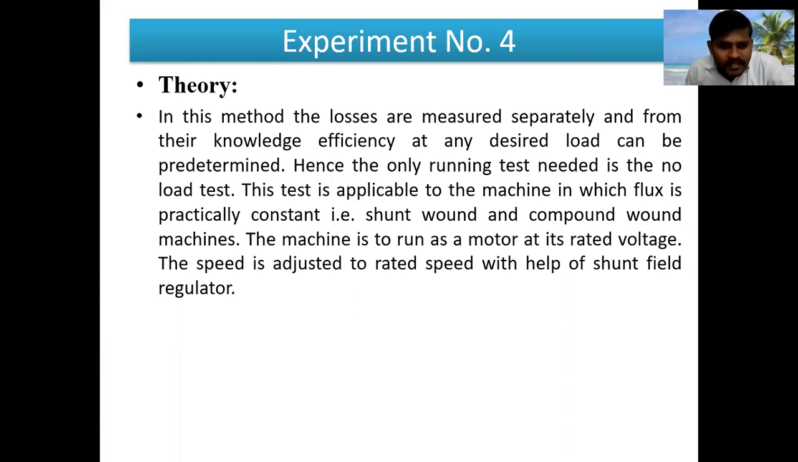So see, the machine is to run as a motor at its rated voltage. In this test we run the machine at rated voltage. That means by giving full supply voltage, we are running this motor at its rated speed and rated voltage, and the speed is adjusted to the rated speed.